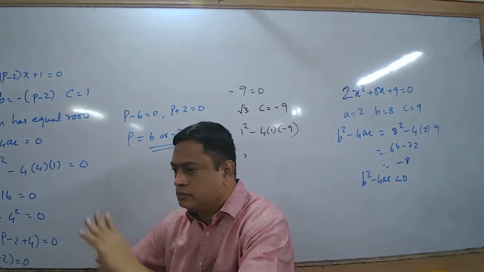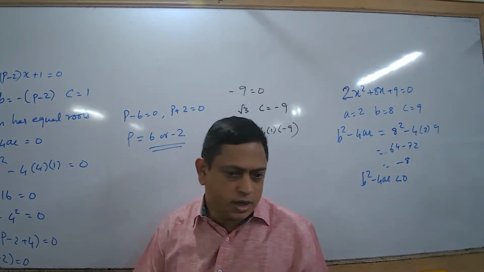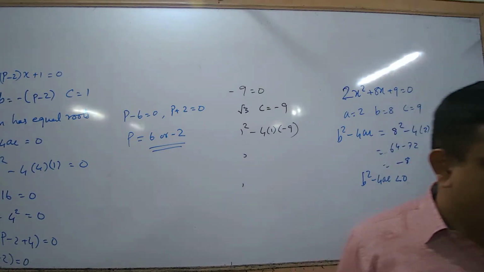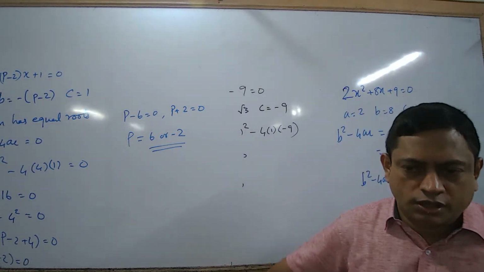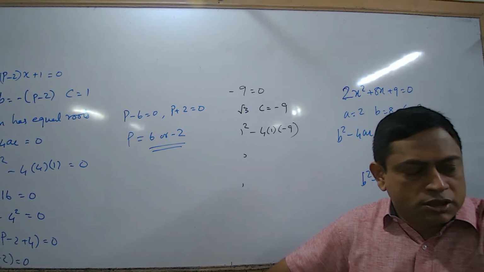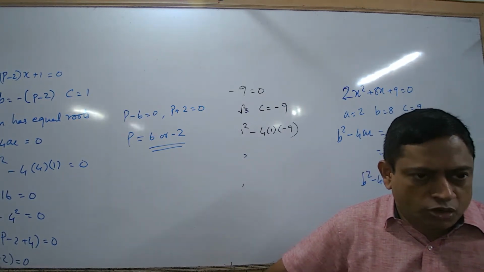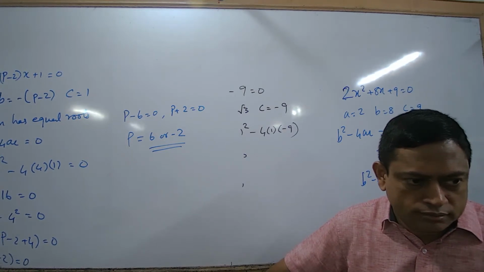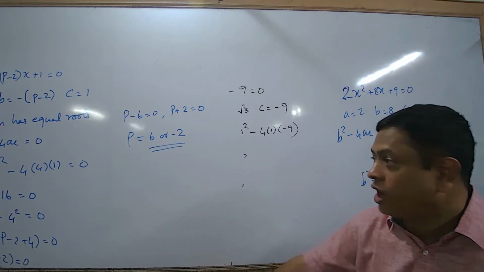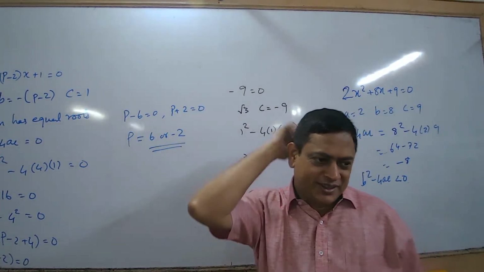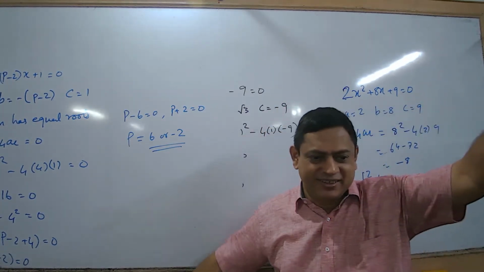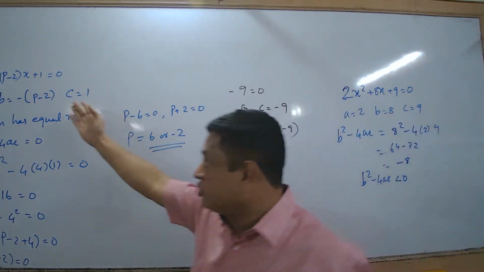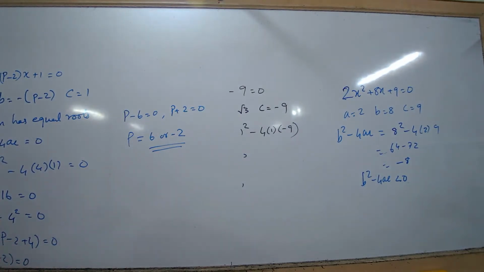Okay, now complete this one. After completing, I need to ask something. Wait, let all of them complete. The question is: are both the values of p valid or only one value? How do you know? Here it is p equals 6 or minus 2, and that is not an inequality. Do you substitute p and solve it to check whether it is a solution?